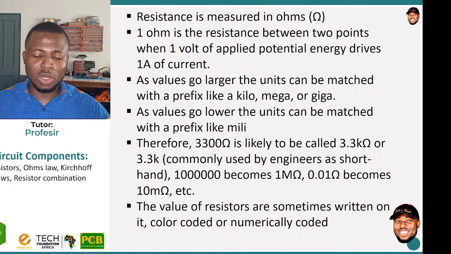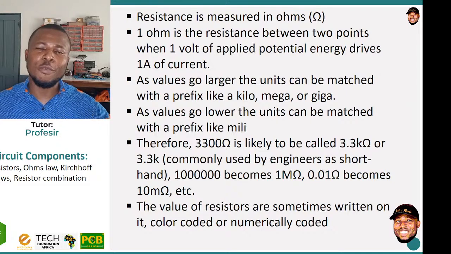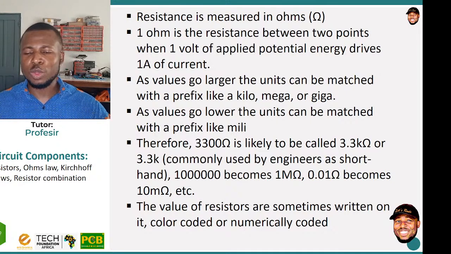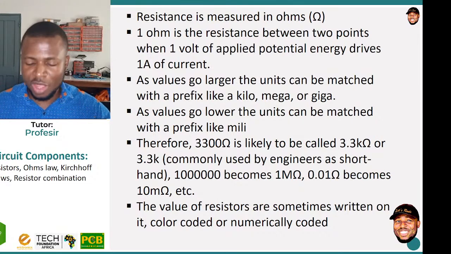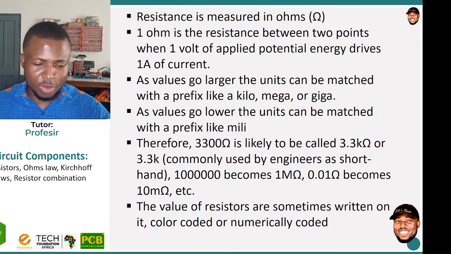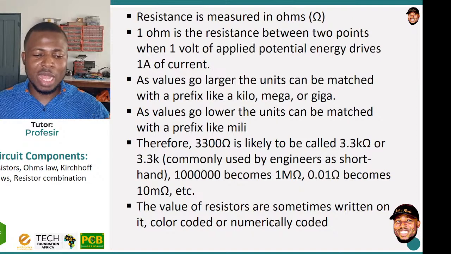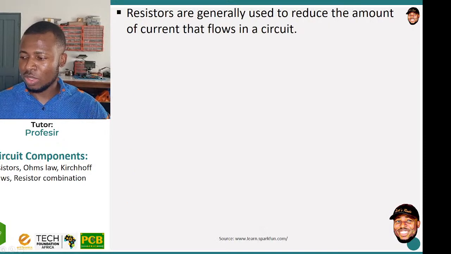Some resistors can also have numeric coding. On some resistors, you see something like 402. So 402 would be 40 times 10 raised to the power 2, which is like 4K. Is that okay? If you know how to read them, you can always find out. But I'm not going to go into those details. I just drew your attention so that you can learn more about that. If you are interested, please get any material on resistor color codes and learn more.